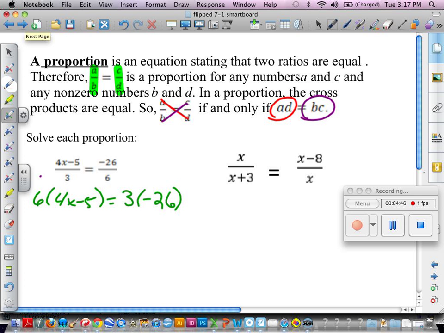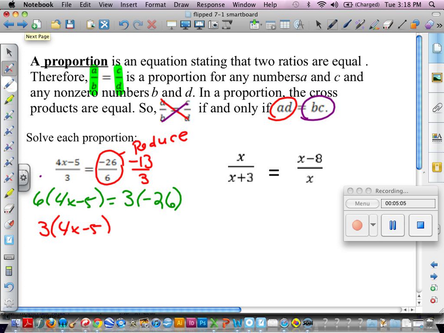Another way you could do it is look at each side and say, can I reduce? Reduce that, then maybe you don't have to use your calculator. That's negative 13. And then this will be 3. So now I don't have to use my calculator. 3 times 4x minus 5, and then 3 times negative 13. I'm cross multiplying. I get 12x minus 15 equals negative 39.